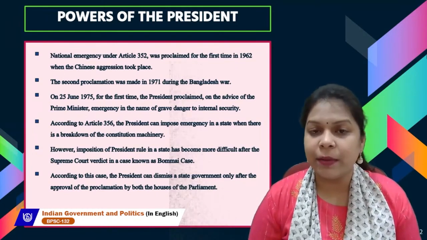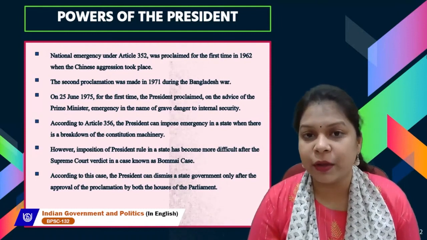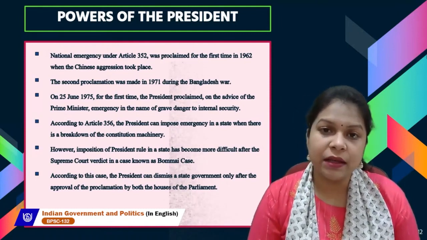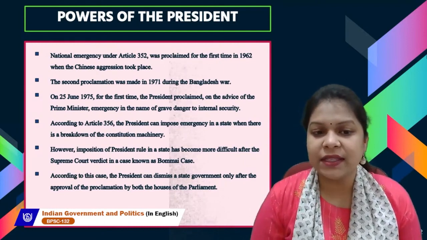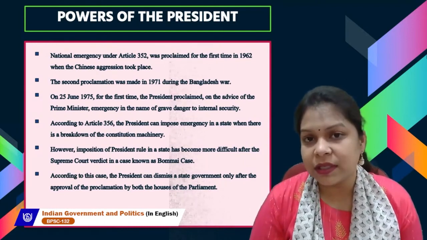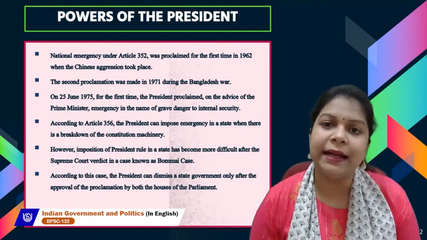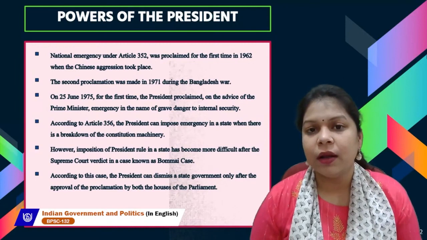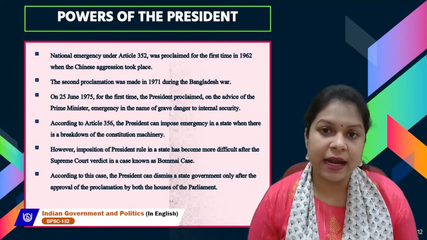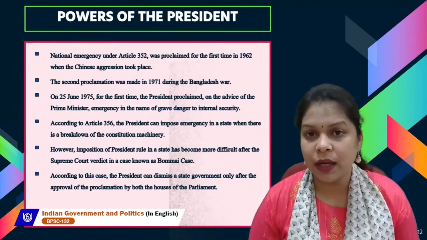The second proclamation of emergency was made in the year 1971 during the Bangladesh War. So the first time the emergency was imposed was due to the 1962 Indo-China War. The second time it was proclaimed for the Bangladesh crisis that happened in the year 1971.